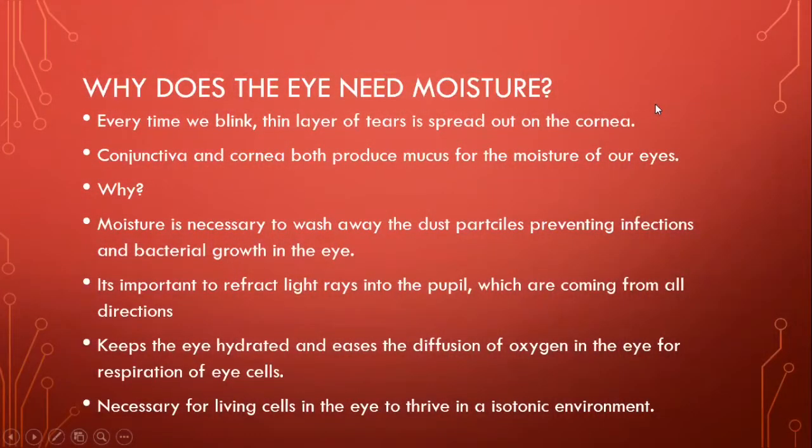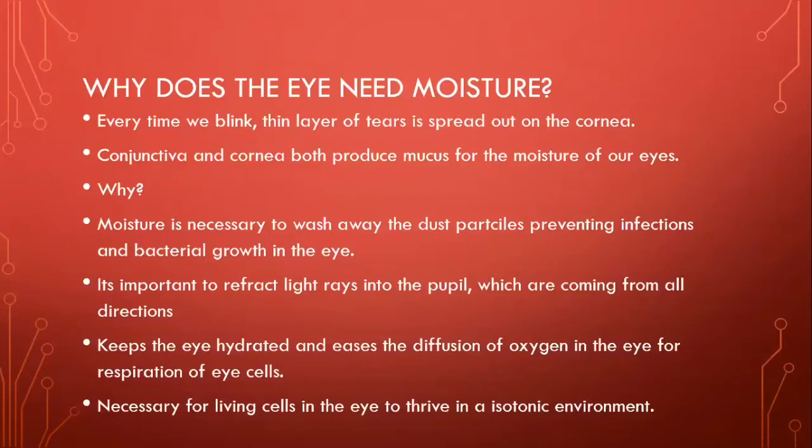Why does the eye need moisture? And secondly, the pupil reflex that takes place. Now, you need to know that moisture is present in the eye through two different sources. First is the tear gland, which produces moisture constantly. And secondly, the transparent thin layer over the surface of the eye, conjunctiva and cornea, they both produce mucus to provide moisture for the eyes.